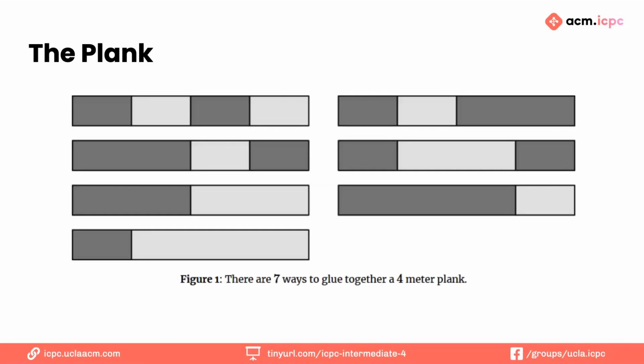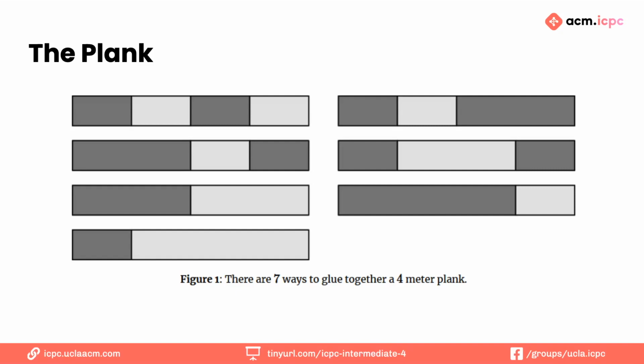If you direct your attention to the slides, you'll see an illustration of what this problem means. The number of ways to combine your 1, 2, and 3 meter pieces to make a 4 meter long plank is 7, and they're illustrated here. For example, we can use just 4 1 meter pieces glued together, or a 2 meter piece and 2 1 meter pieces glued together, or 2 2 meter pieces, and so on and so forth.